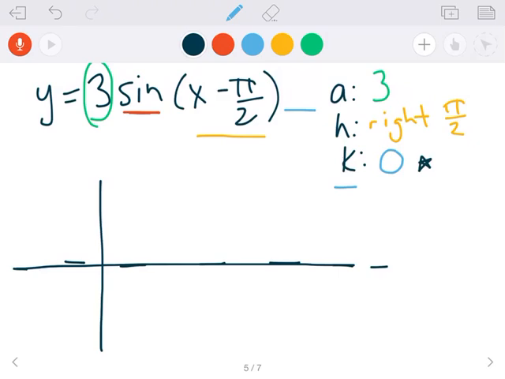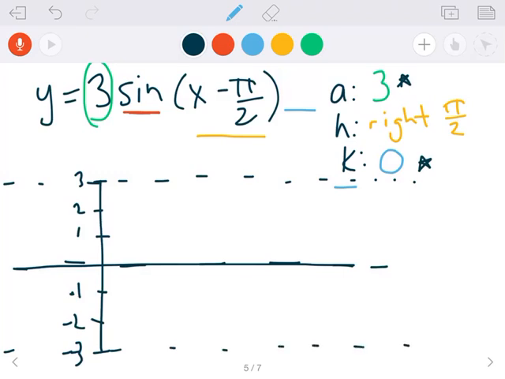Step 3, using the amplitude, determine how far above and below the midline our maximum and minimum values will be. Since our amplitude is 3, and normally our sine or cosine graph stretches 1 unit above and 1 unit below the axis, we're now going to stretch 3 units above, make sure you label, and 3 units below the x-axis. One thing I like to do is sketch in my parameters so that I know my graph has to be between these lines. The top line is the maximum height, the bottom line is the minimum height, and the middle line is our midline of our graph.